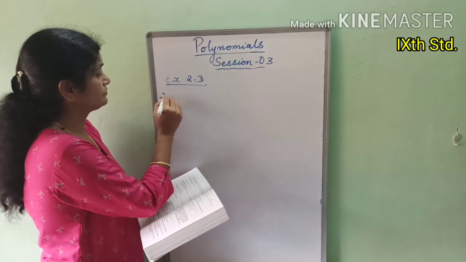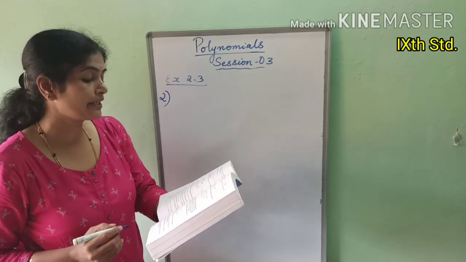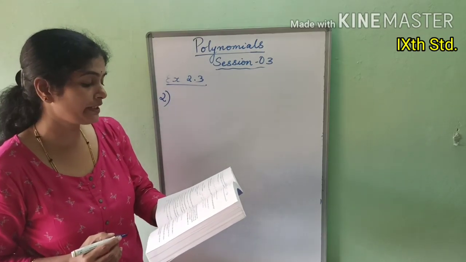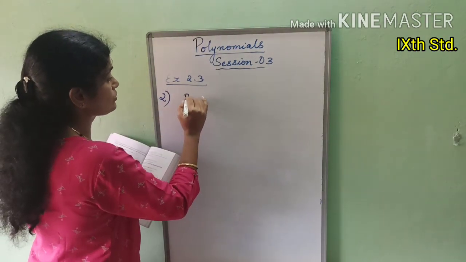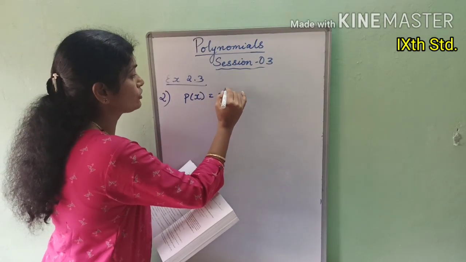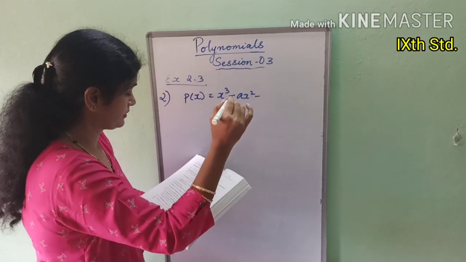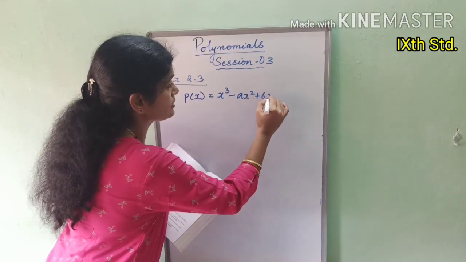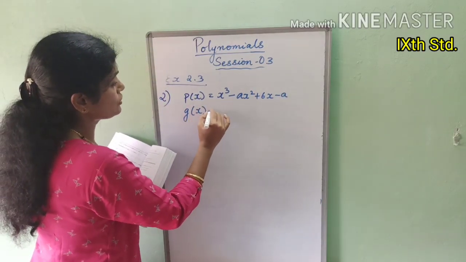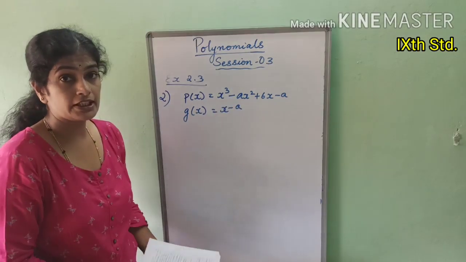Second one, find the remainder when x cube minus ax square plus 6x minus a is divided by x minus a, they have said. So p of x here is equal to what? X cube minus ax square plus 6x minus a. This will be divided by g of x equal to x minus a. We have to find the remainder.